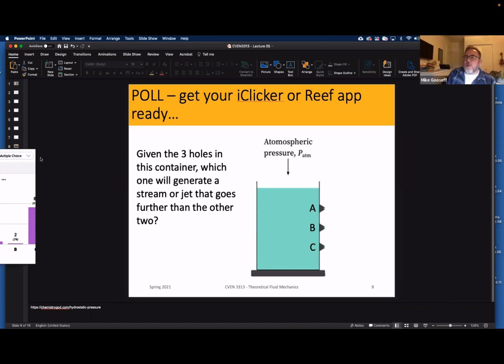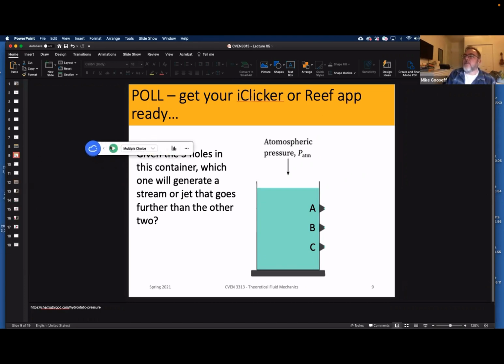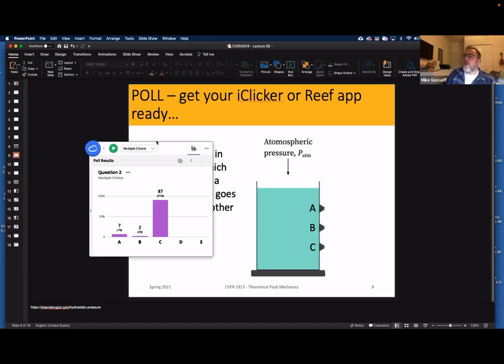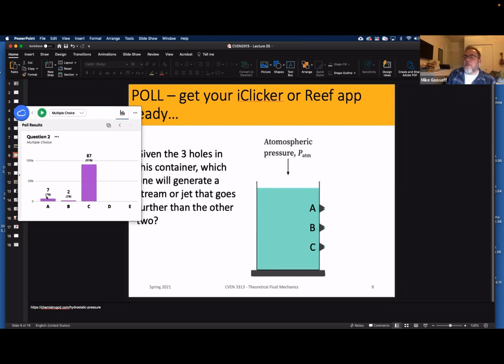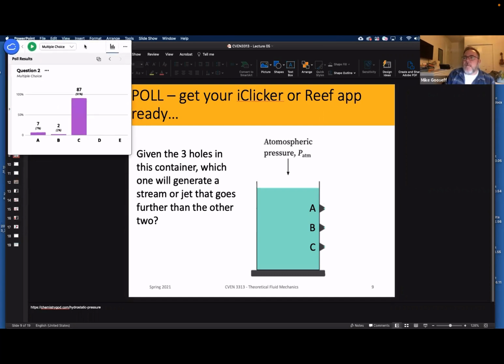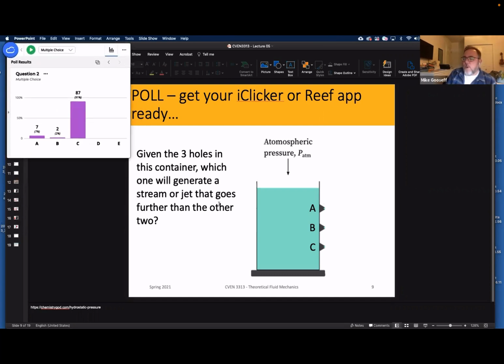Here are the results. Okay, here we go. 7 people voted for A, 2 for B, and 87, overwhelmingly, it looks like C. Now, I don't want to suppose why anybody would have chosen the other 2, but let me just say something about the layout of these 3, and then I'll reveal the solution here.